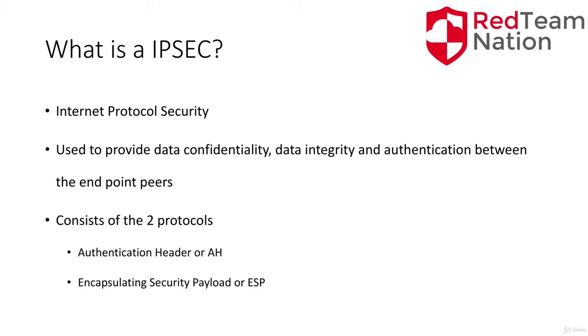Now, this high-level protocol consists of two internal ones. The first one's called Authentication Header, or AH, and the other one is Encapsulating Security Payload, or ESP. ESP is what you're going to find in most cases when you're interfacing with a VPN at an enterprise level. However, AH does have its places.